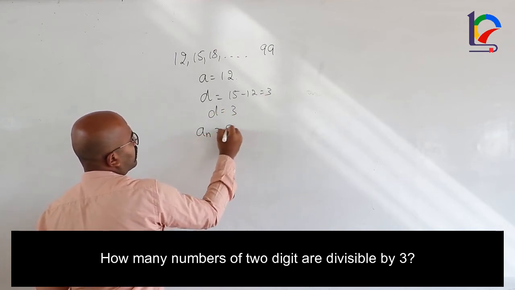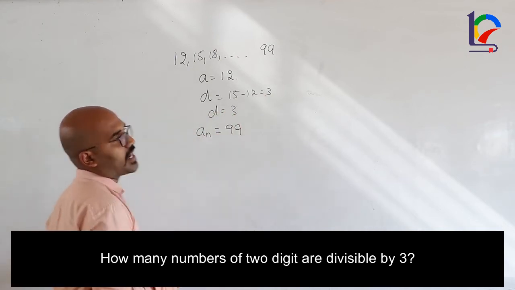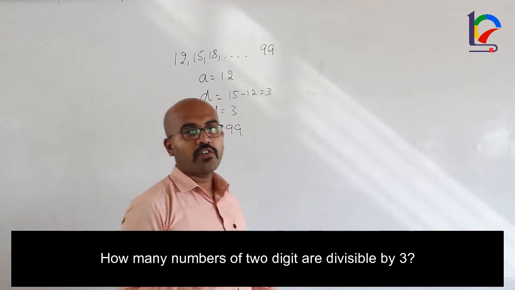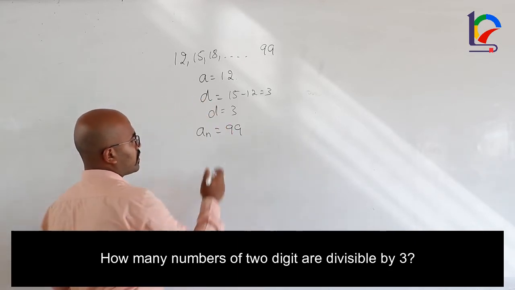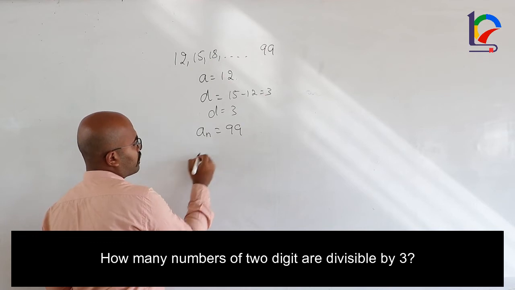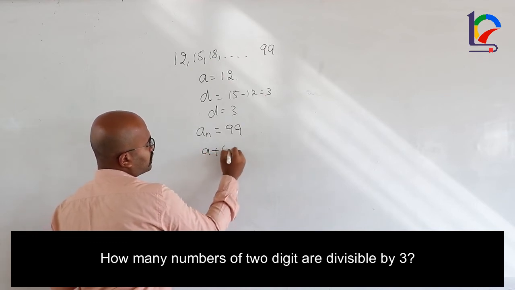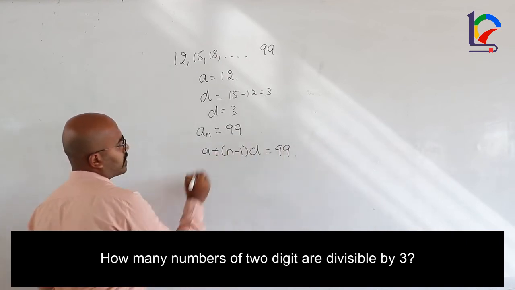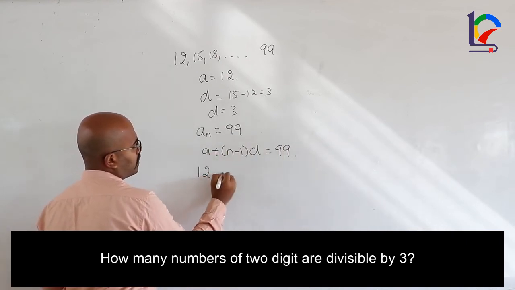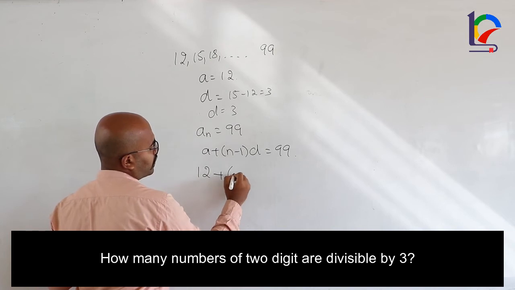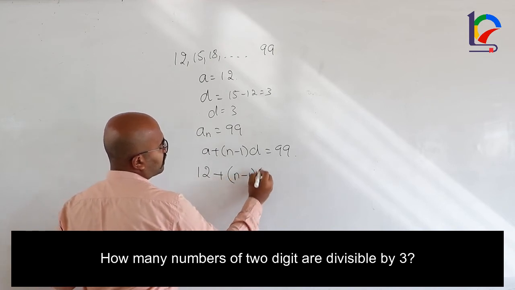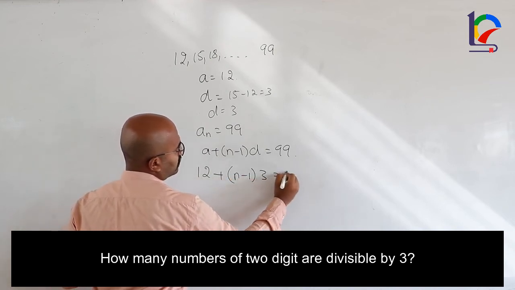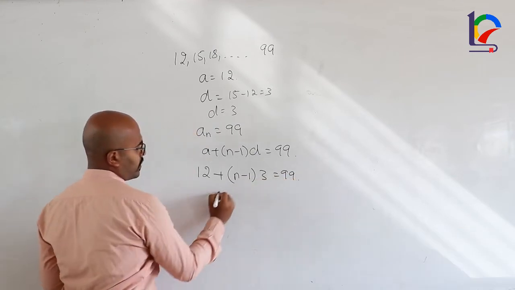What is AN? AN is 99. So we need to find the number of terms. What is the formula? A plus n minus 1 into D is equal to 99. What is the value of A? 12. What is the value of n? We don't know, we have to find it. What is the value of D? It is 3. So 12 plus (n minus 1) into 3 is equal to 99.